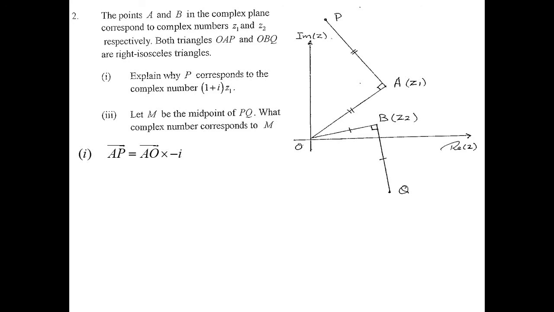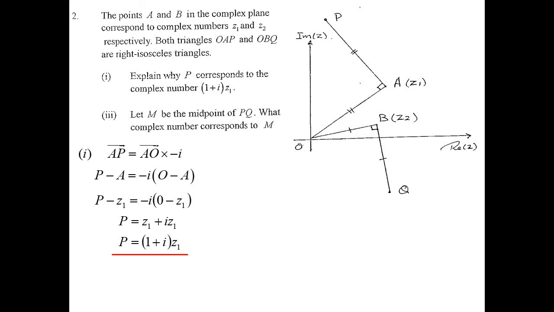You should rotate at the tail. But also, we're rotating clockwise instead of anti-clockwise. So the angle then would be minus pi on 2 instead of pi on 2, and cis minus pi on 2 is negative i. So P minus A will be negative i times O minus A. So P minus Z1, there we go, make P the subject. We get Z1 plus i Z1. They said explain why. Oh, well, factorise it, and we've got what they're looking for.